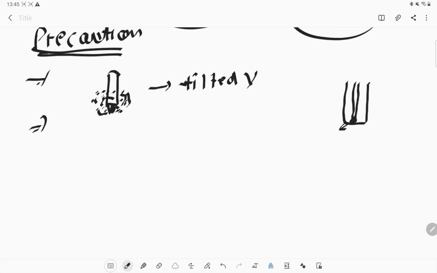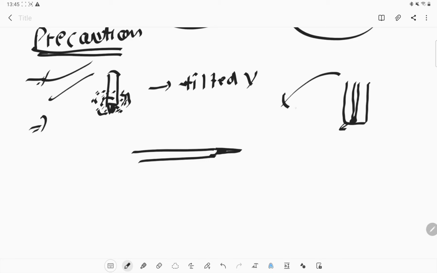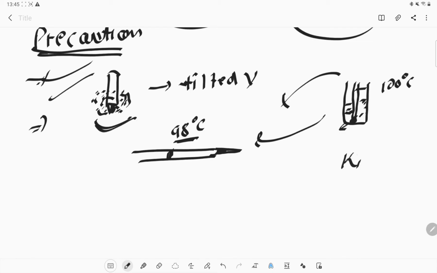Okay, but there is one problem with it. All these are precautions, but whenever you take the thermometer out of the water whose temperature you are measuring, you will see that while inside it was showing 100 degrees Celsius, when you take it out it shows 98 degrees Celsius. Why is the temperature dropping? Because in the laboratory thermometer there is no kink in it.